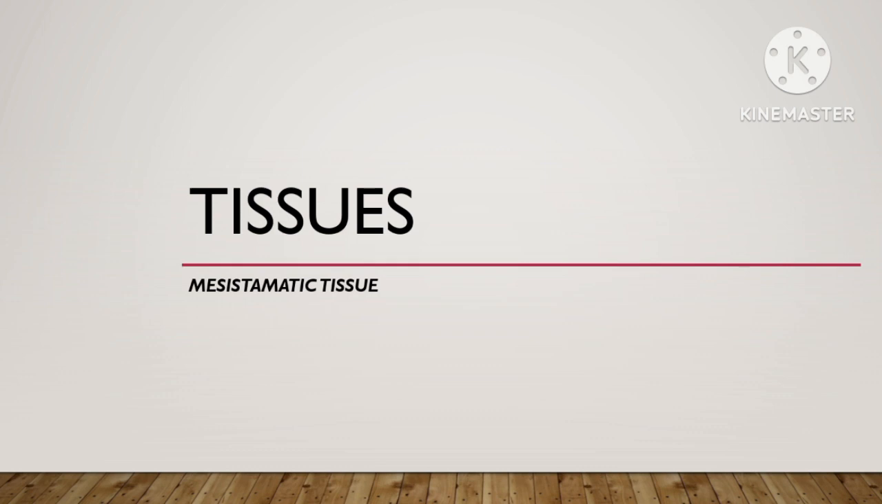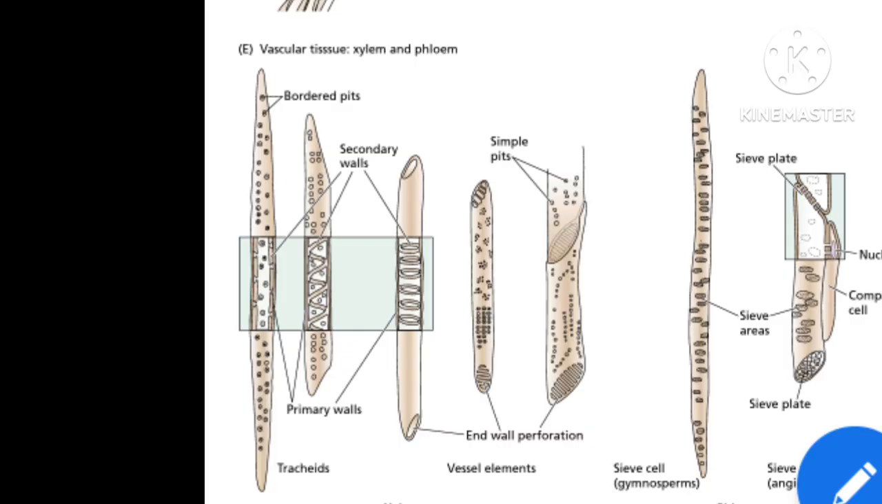Xylem functions in conducting water and minerals from the roots to the stem and the leaf. It also provides mechanical strength to the plant part. It is composed of four different kinds of elements, namely tracheids, vessels, xylem fiber, and xylem parenchyma. Gymnosperms lack vessels in the xylem.